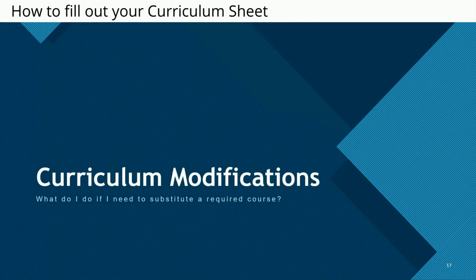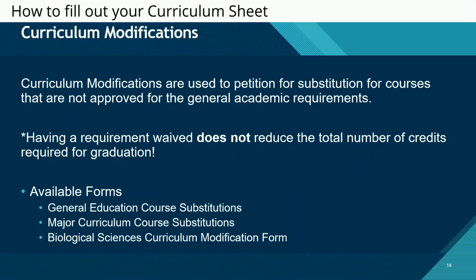As you are filling out your curriculum sheet, you may notice that some courses may not be counted in the category you believe they should be listed in. If you believe you might need a curriculum substitution or modification, please consult with your faculty advisor first to discuss options and complete required paperwork. Curriculum modifications are used to petition for substitution for courses that are not approved for the general or major academic requirements. It is important to be aware that having a requirement waived does not reduce the total number of credits required for graduation.